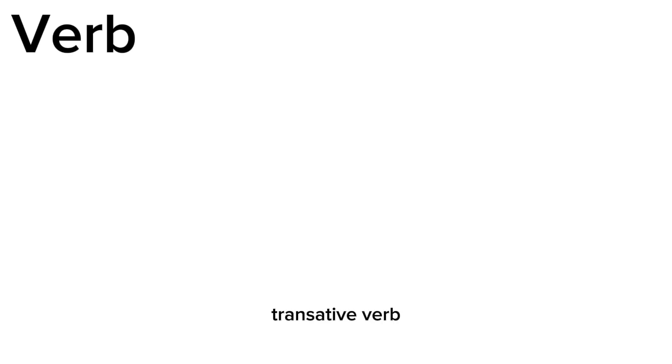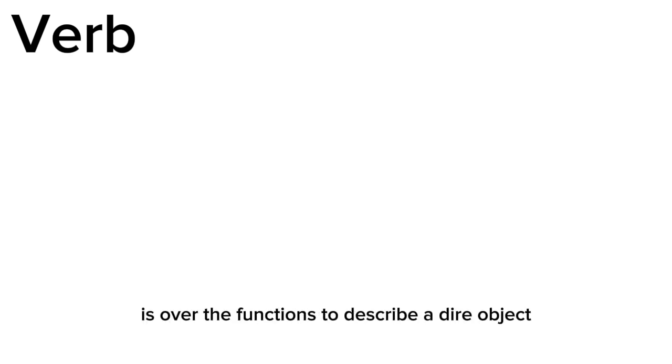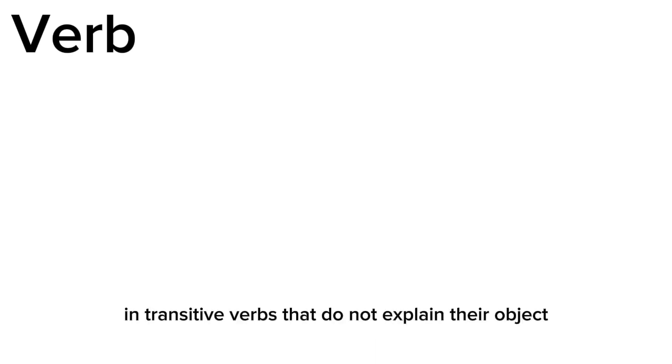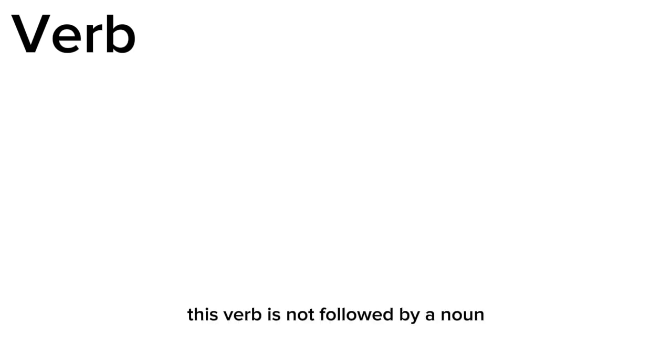A transitive verb is a verb that functions to describe a direct object done by the subject. For example, kick, buy, bake, or paint. Intransitive verbs do not explain the direct object of what the subject does. Therefore, this verb is not followed by a noun that acts as an object, such as lives, sounds.